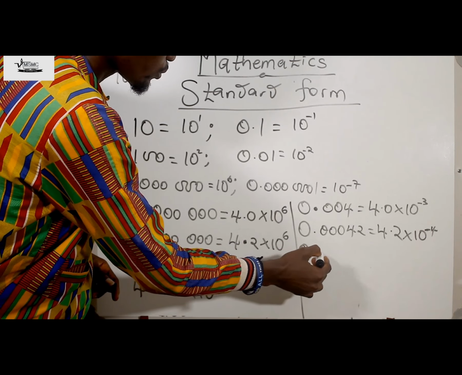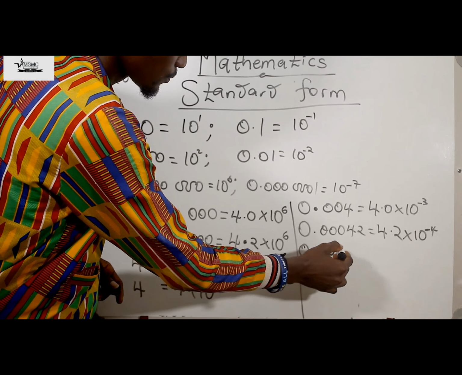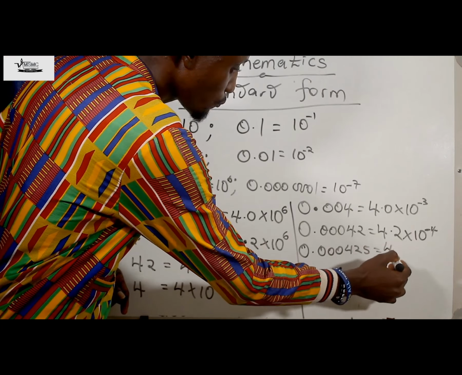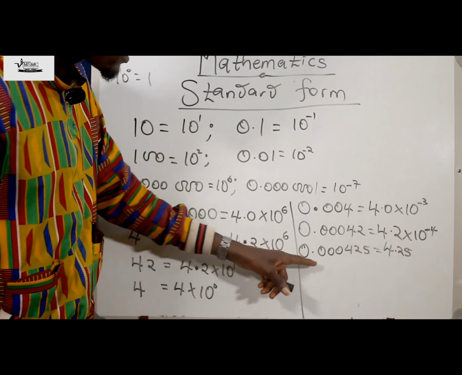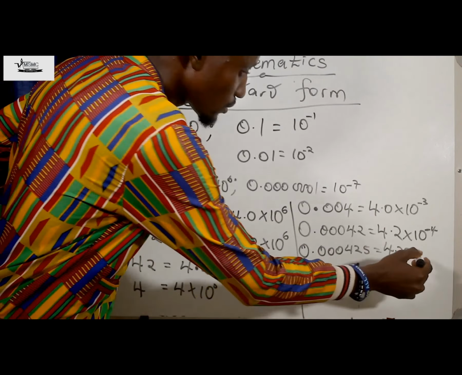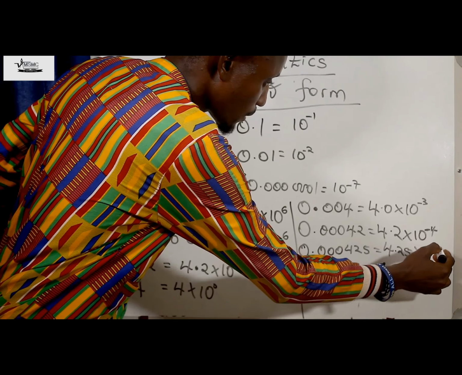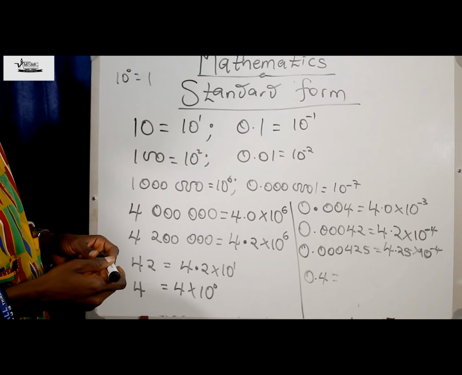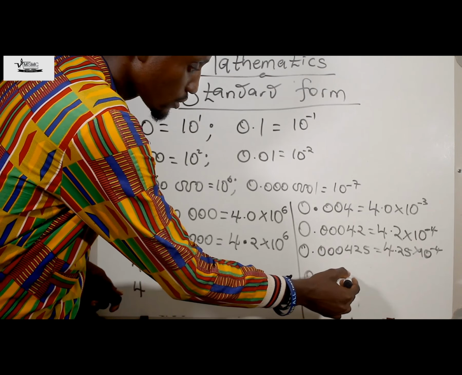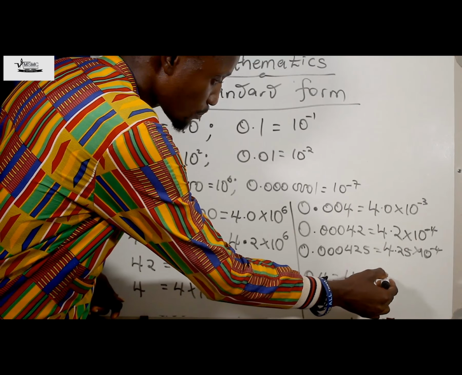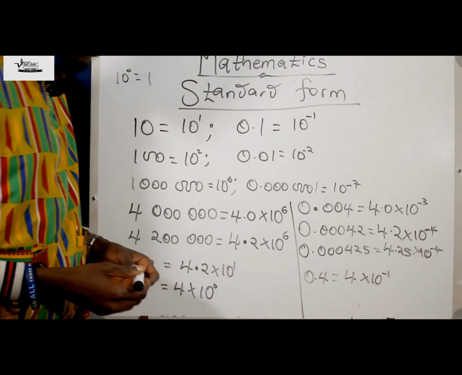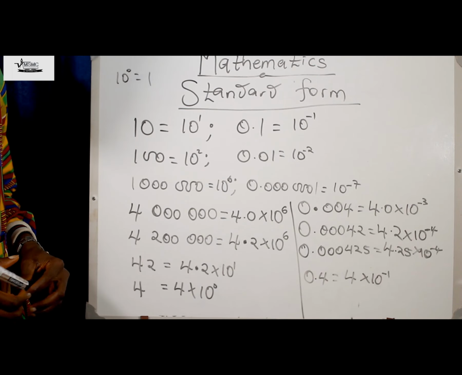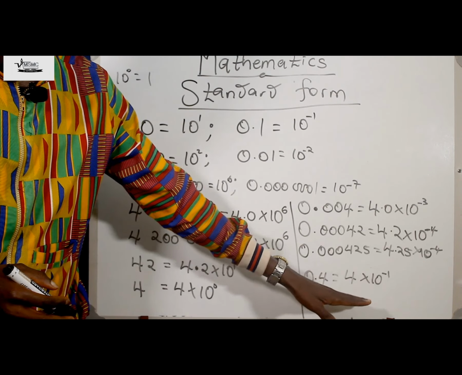What if it is 0.000425? Still the same concept. 4.25. You still count up to 4, 1, 2, 3, 4, times 10 raised to the power of minus 4. What if you have 0.4? The answer will be what? 4 times 10 raised to the power of minus 1. Okay, so this is how you write a decimal number in standard form.